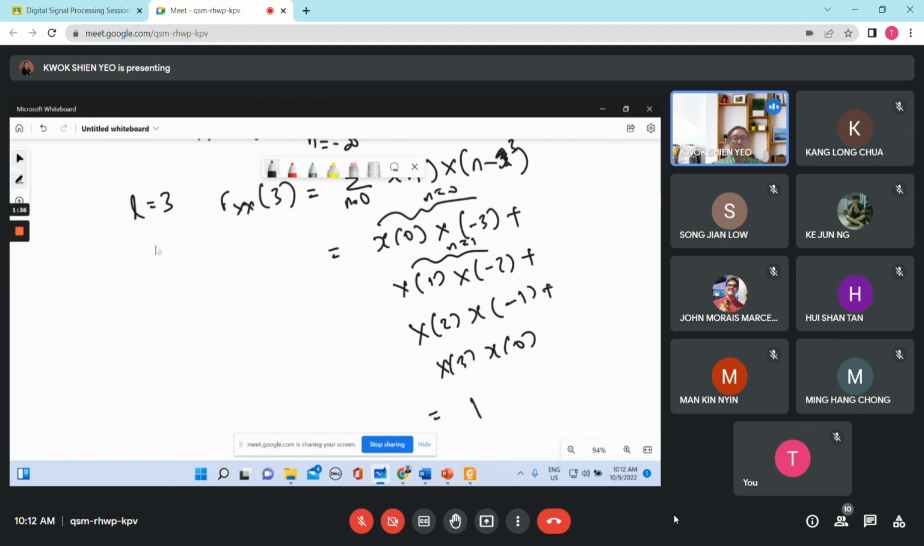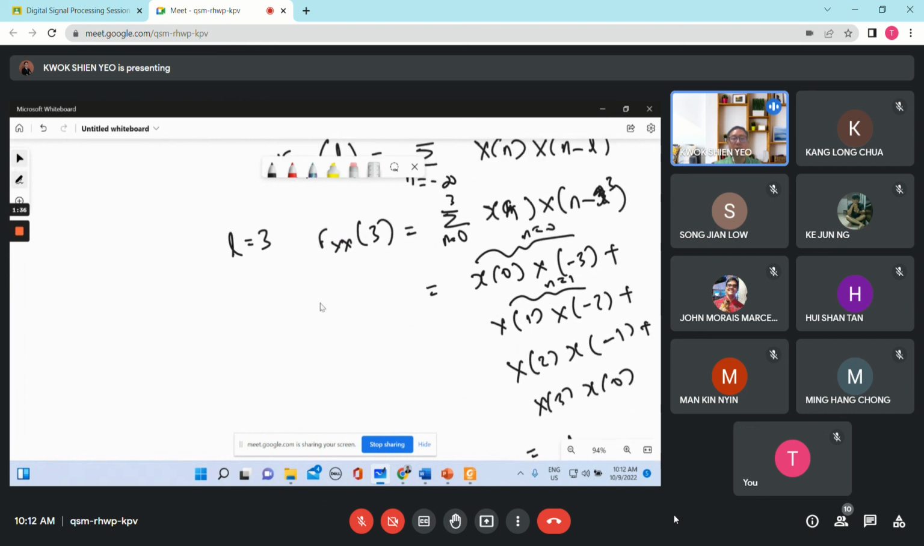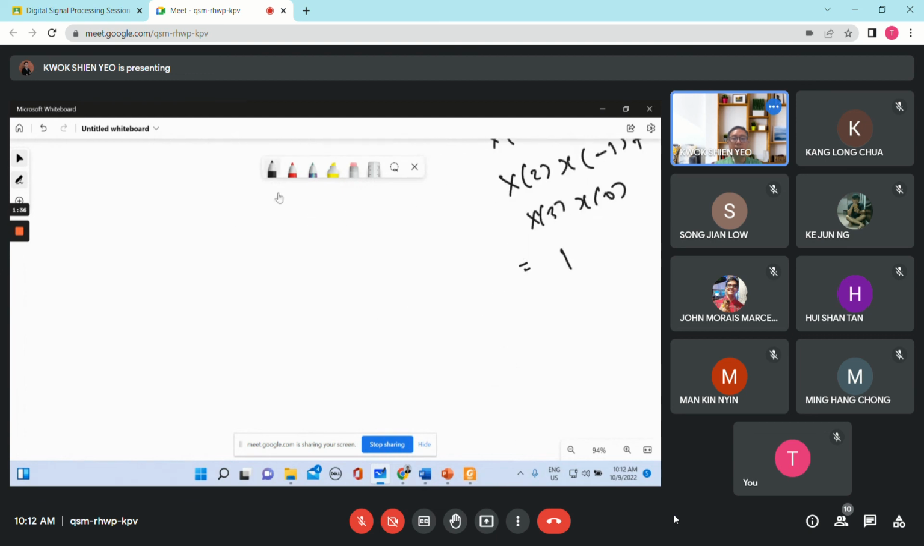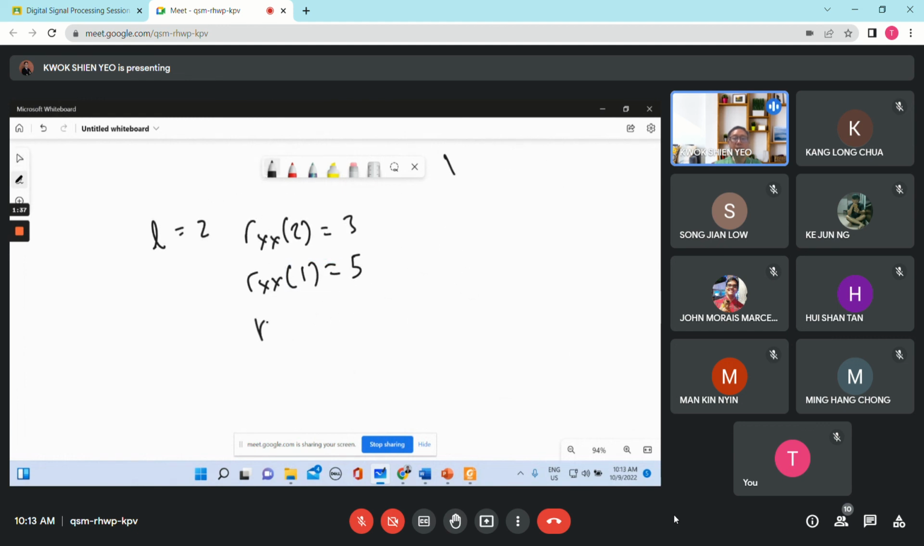Then you continue with all the l. So l equals 2, Rxx2, you get 3. And then Rxx1, you get 5. This one I leave for you to calculate yourself, just to save time now. Rxx0, you get 7. Rxx minus 1, you get 5.